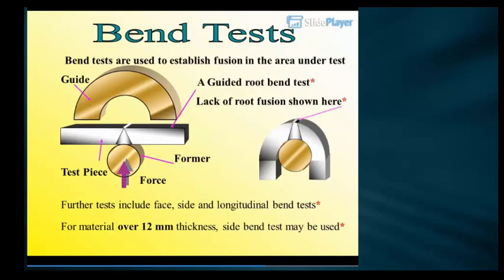Bend tests. Bend tests are used to establish fusion in the area under test. A guided root bend test: guide, former, test piece, force. Lack of root fusion shown here. Further tests include face, side and longitudinal bend tests. For material over 12 mm thickness, a side bend test may be used.